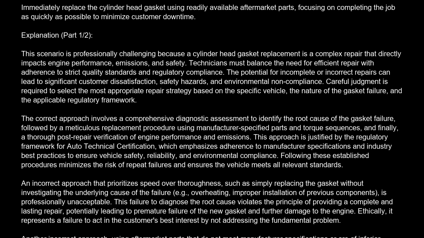Another incorrect approach, using aftermarket parts that do not meet manufacturer specifications or are of inferior quality, is also professionally unacceptable. This violates the regulatory requirement to maintain vehicle integrity and performance as intended by the manufacturer. Using substandard parts can compromise the seal, leading to leaks, engine damage, and potential noncompliance with emission standards. This demonstrates a lack of professional integrity and a disregard for the long-term reliability and safety of the vehicle.